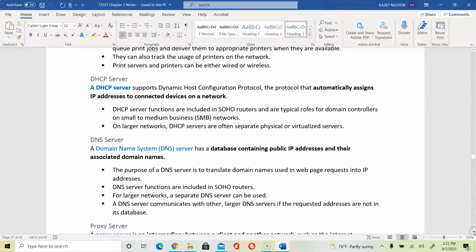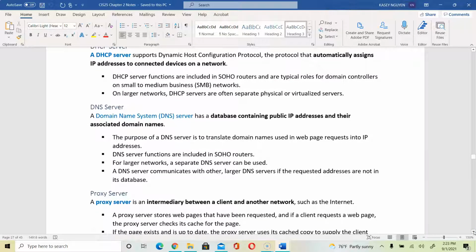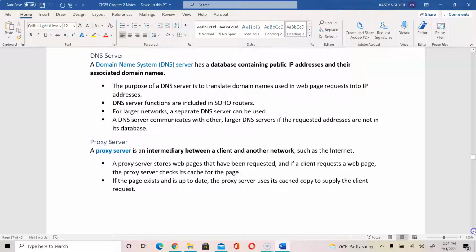The DHCP server we previously touched on is used to assign IP addresses, and on the smaller network that would be your wireless router. The DNS server would contain public IP addresses and the associated domains. Its job is to translate the domain names that are used on web pages into the requested IP address. So when the user types in the URL, google.com, for example, DNS would take that URL and translate it to the IP address that's associated with that particular domain.